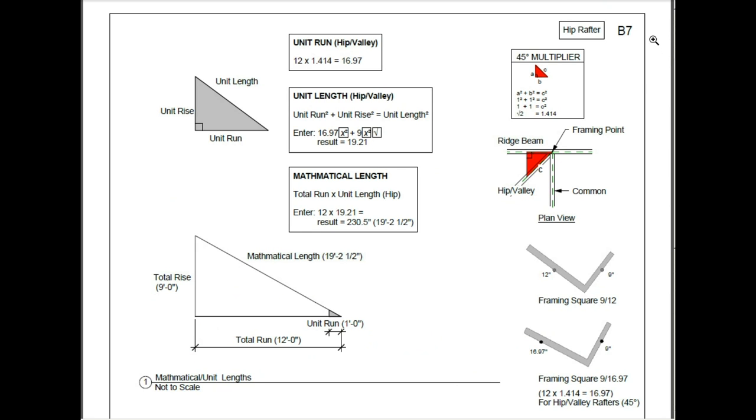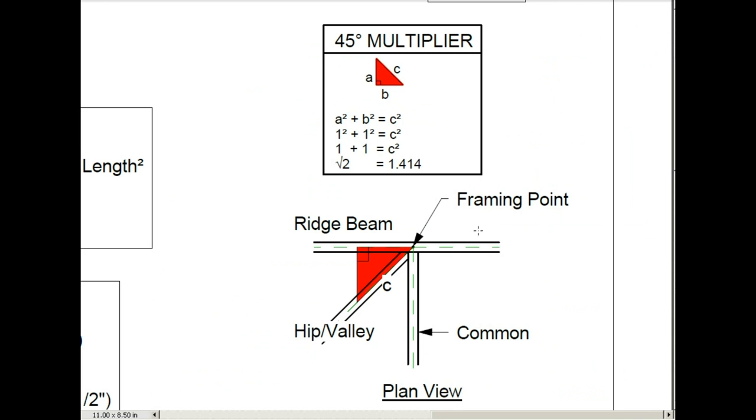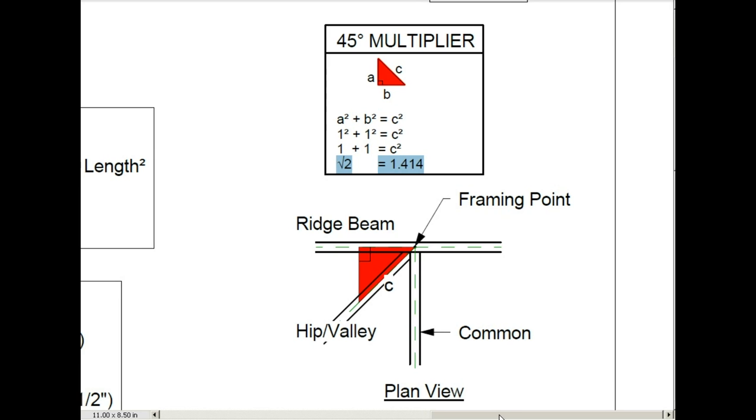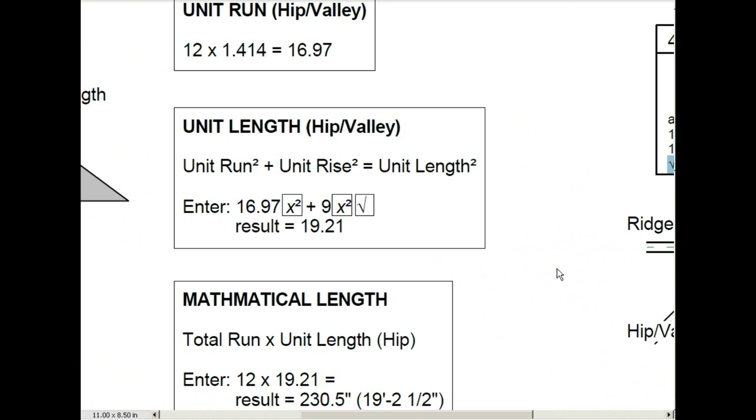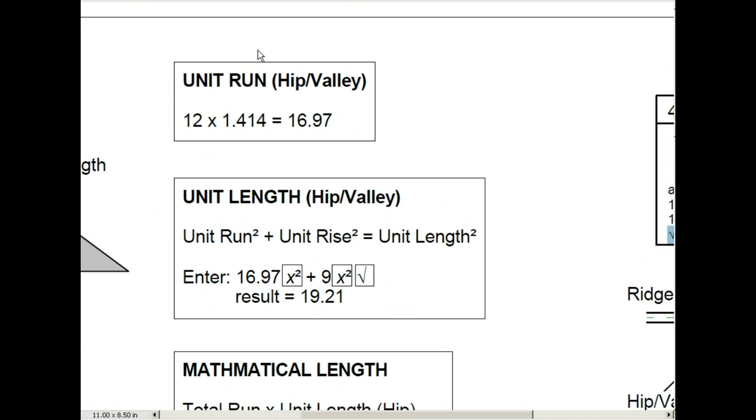Let's take a closer look at what we call the 45 degree multiplier. There's the ridge beam. Now when the hip valley comes off the ridge beam at 45 degrees, at your hypotenuse C, we need to use this formula, A squared plus B squared equals C squared. Reduce that down, and the answer is 1.414. That's going to be our multiplier. We're going to use that in the hip run calculation.